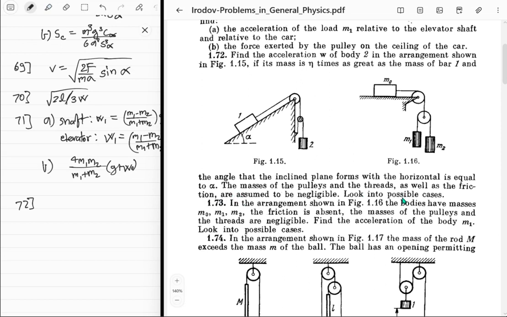Look into possible cases. Wait, what? Friction is assumed to be negligible, right? That makes it so much easier. So they shouldn't be that problematic. The pulleys are also massless, threads are also ideal and everything. So cool. No big deal. Then we can just do it.